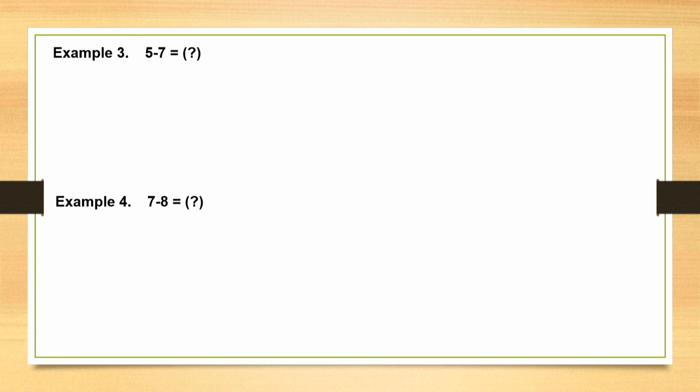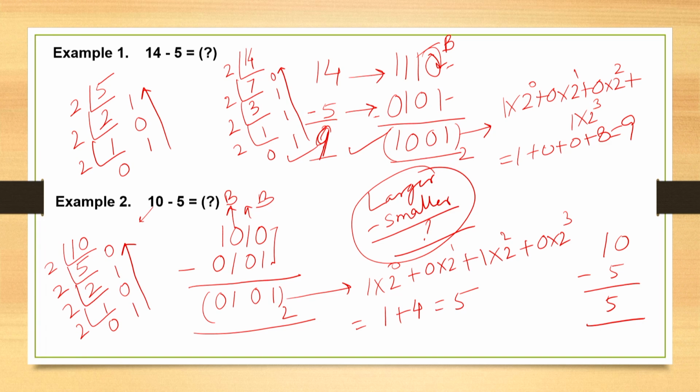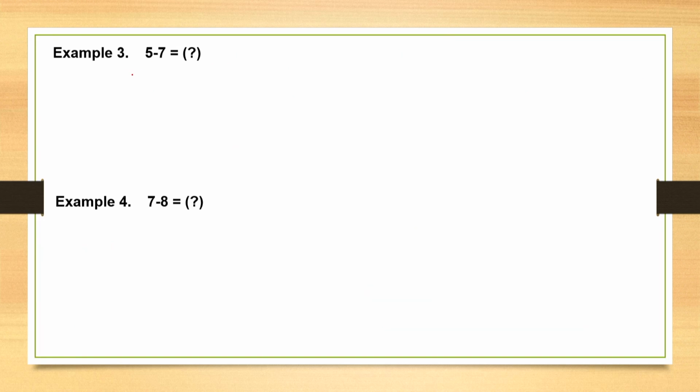Now take another example. Here we are subtracting a larger number from the smaller number. So binary representation of 5 is what we already obtained, it's 0 1 0 1. Binary representation of 7 will be, you can find it out, 2 3s are 6, remainder 1, 2 1s are 2, remainder 1, 2 zeros are 0, and remainder is 1. So this becomes 1 1 1. We have considered the 4 bits, so it is written in this way.